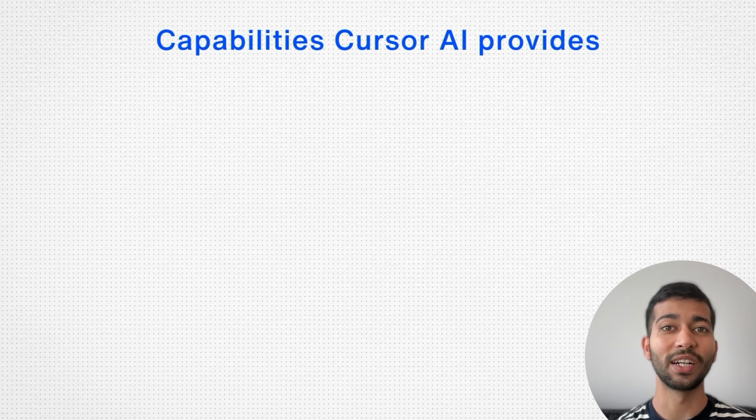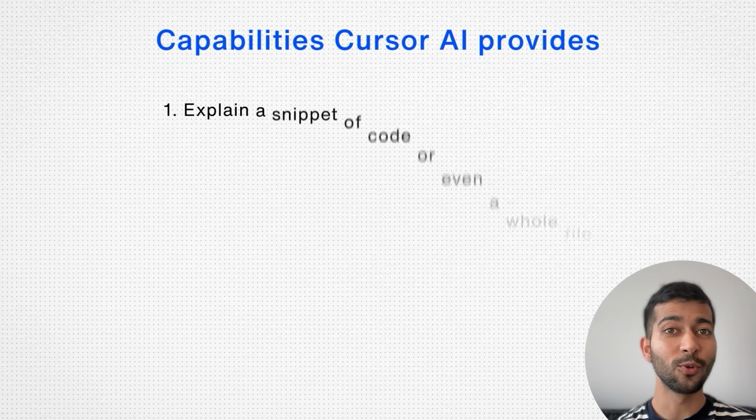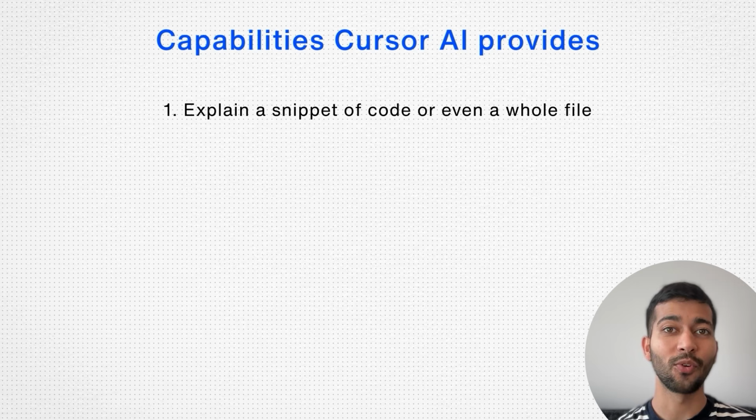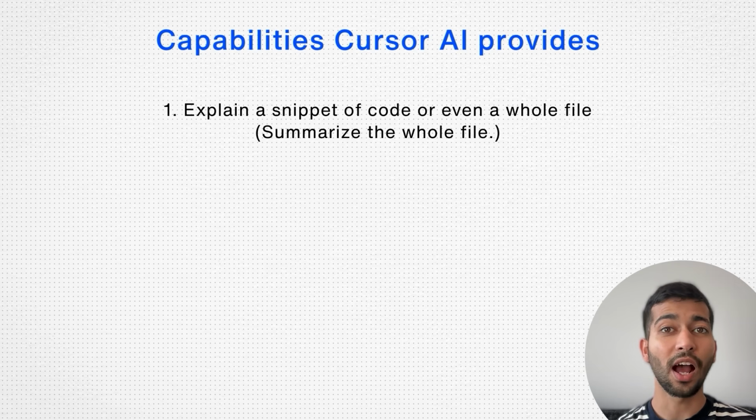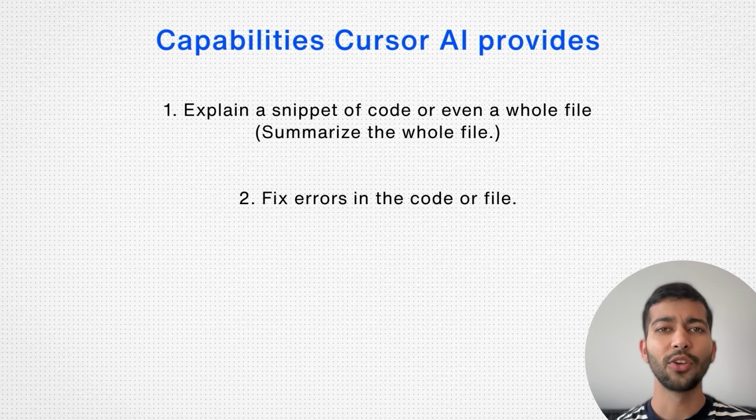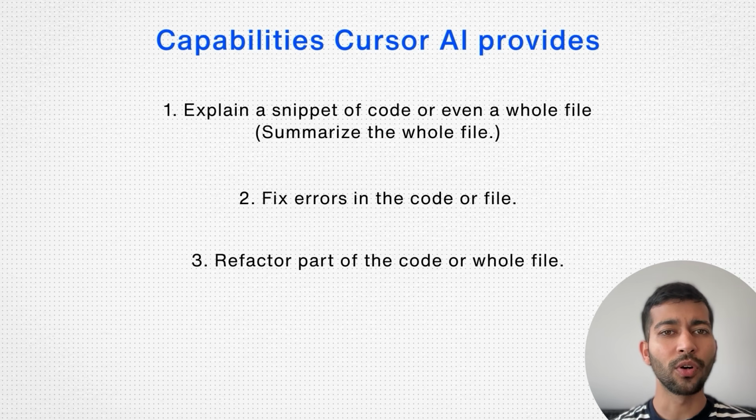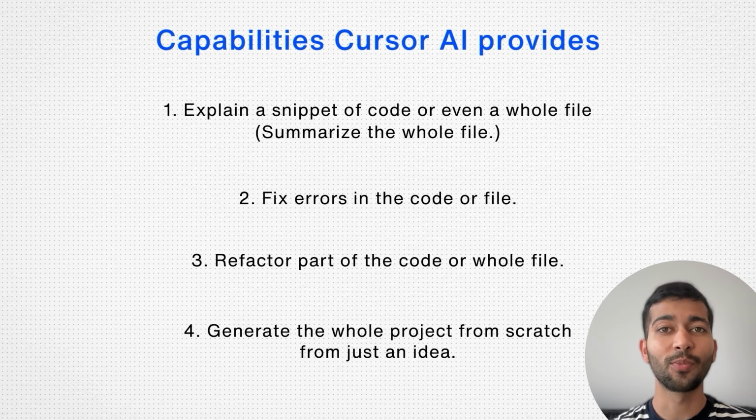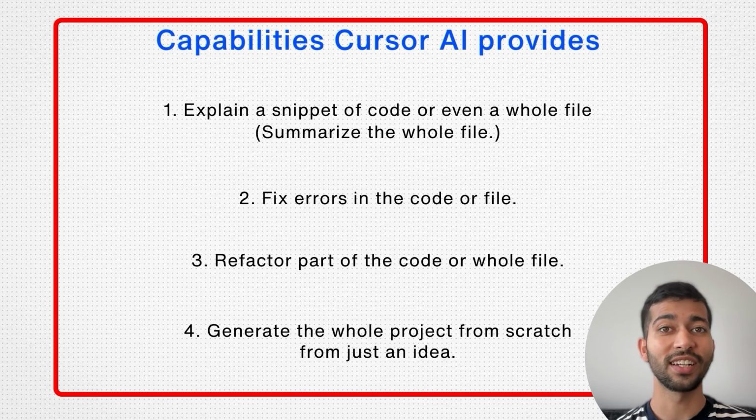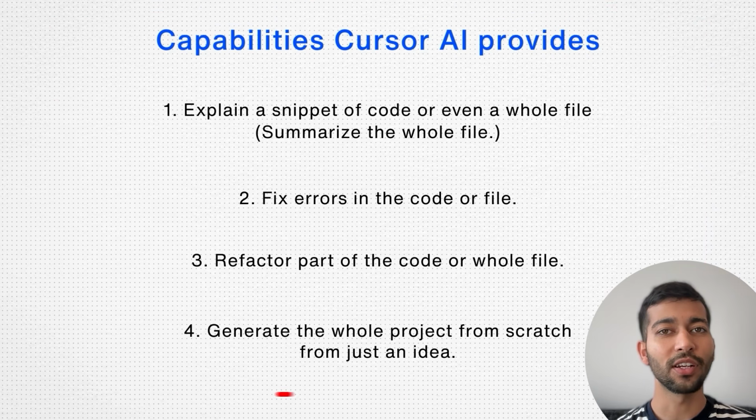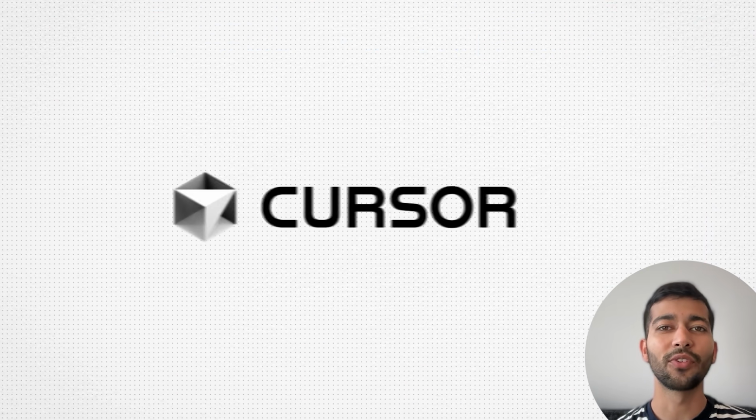Here are a few capabilities that Cursor provides. It can be used to explain a snippet of code or even the whole file. You can use it to summarize the whole file. You can ask it to fix errors for you. You can refactor a part of code or even the whole file. Or you can tell it to generate the whole project from scratch, from just an idea. So that is what Cursor AI does. It's a very small introduction, but it should give you a fair bit of idea what Cursor AI does.